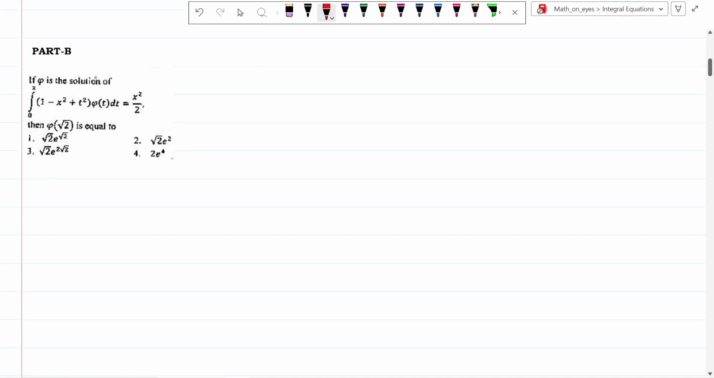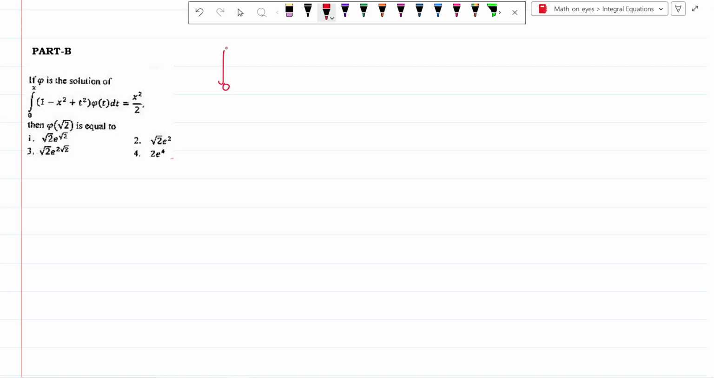The first question is, if phi is a function solution of the equation integral 0 to x of 1 minus x squared plus t squared into phi of t dt is equal to x squared by 2, then phi of root 2 is equal to. This is a Volterra type integral equation. We are going to solve the problem by the Leibniz rule.